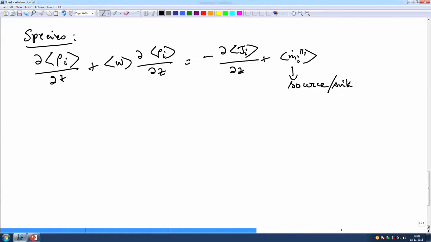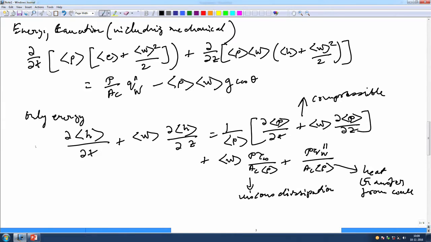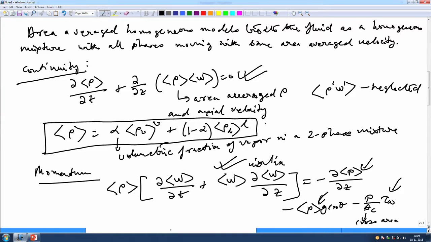Now, what is the source and the sink term? Some species may be transferred. That means, if you have a transfer from the liquid to the vapor phase, for example, that is a species transport. If a chemical reaction is going on, that is a species source and sink. This is basically nothing but the diffusion term. So, this shows this entire band of equations that we have. The previous one is the energy, the one before that is the continuity, and this is the corresponding momentum. All these are now written for the area averaged case.